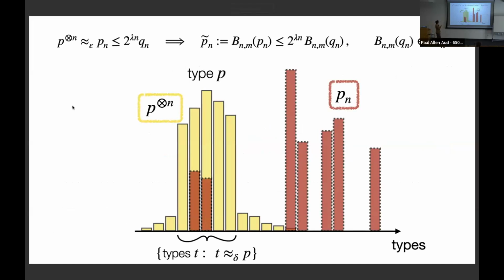So what does it do? Right. You start from where we were: P tensor n, epsilon close to Pn, and then Pn is upper bounded by some free probability distribution with some coefficient.